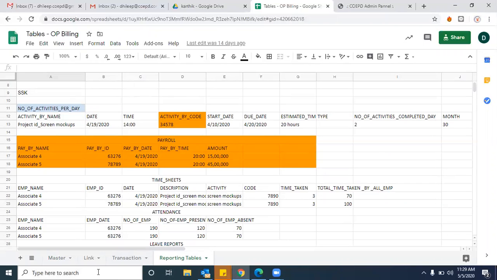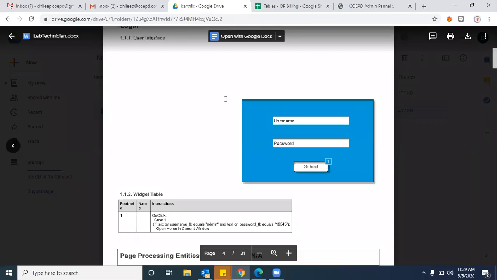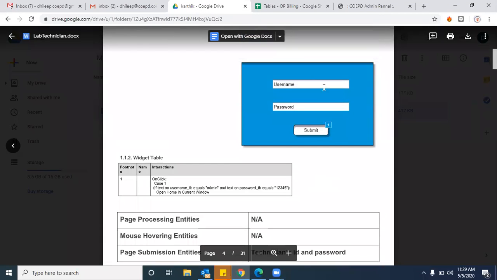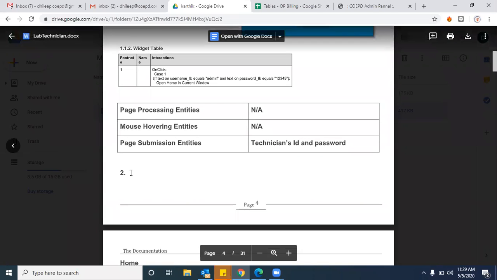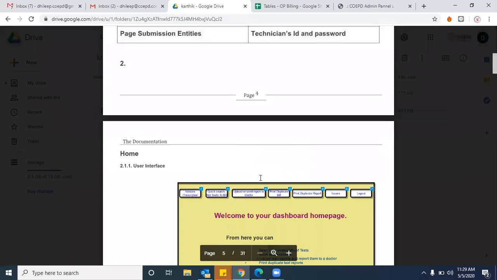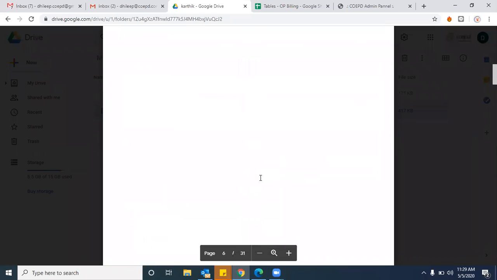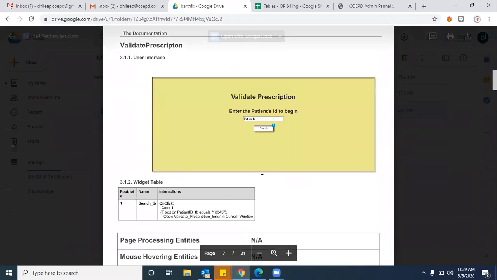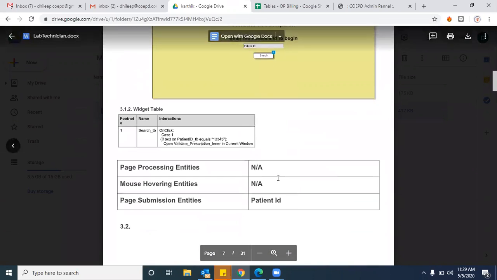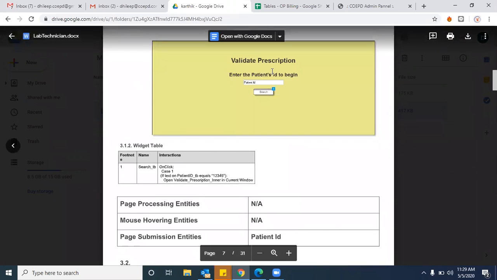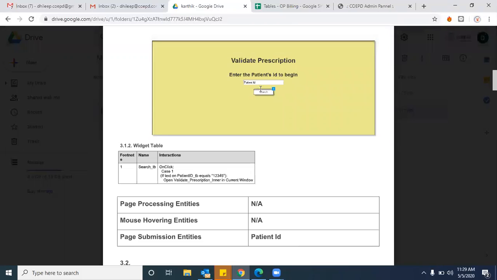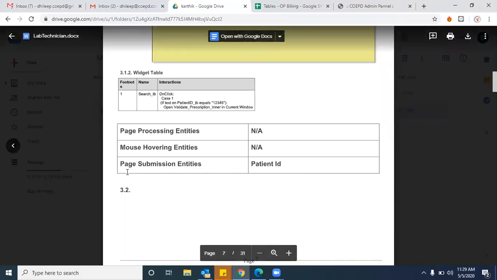After reporting tables identification, I'm asking you to map these tables to our screens, that is data mapping. Based on the screen, whatever tables we are using in the backend, we need to simply copy paste them here. Am I clear? Karthik, see here we validate prescription. From which table are you validating this patient ID? You need to map it here.